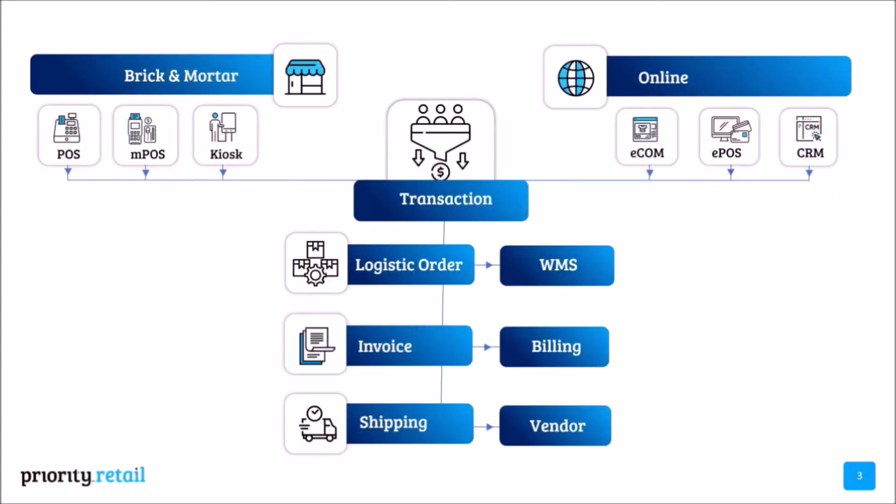We'll start by looking at multi-channel driven order recording. A customer may place an order from various channels, online channels such as e-commerce, mobile apps, call centers, portals, or B2B sites, and brick and mortar channels like POS, mobile POS, and kiosks. An order can also be automatically generated in Priority based on price quotes or sales opportunities as part of the CRM process.